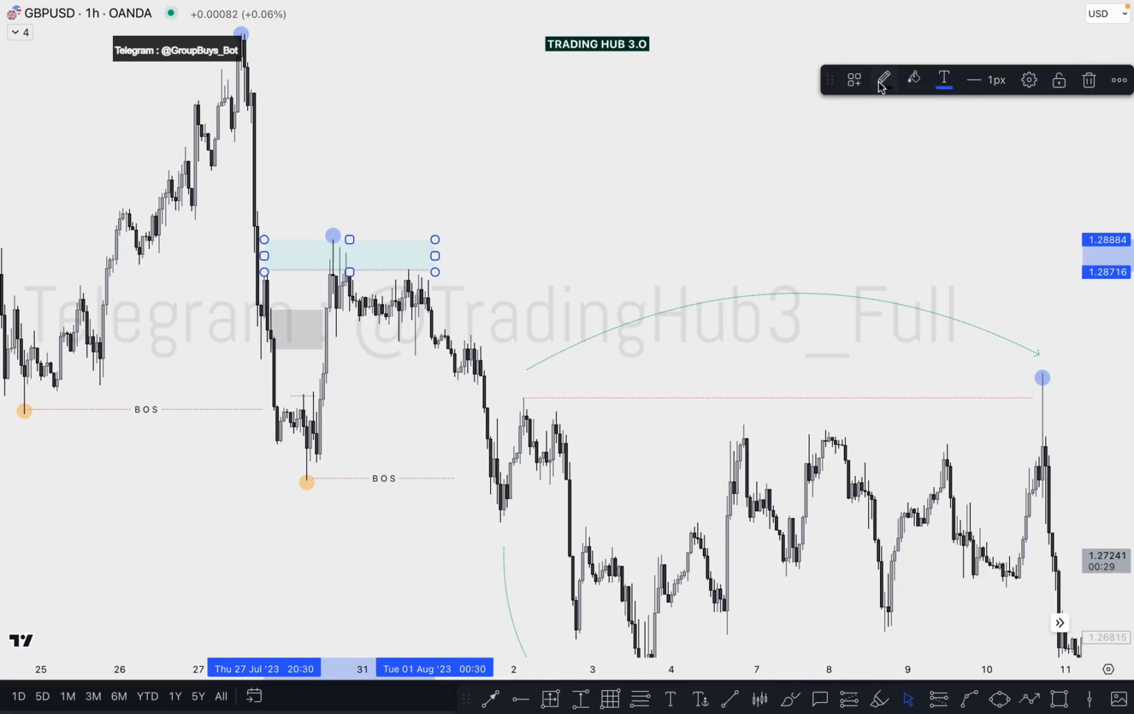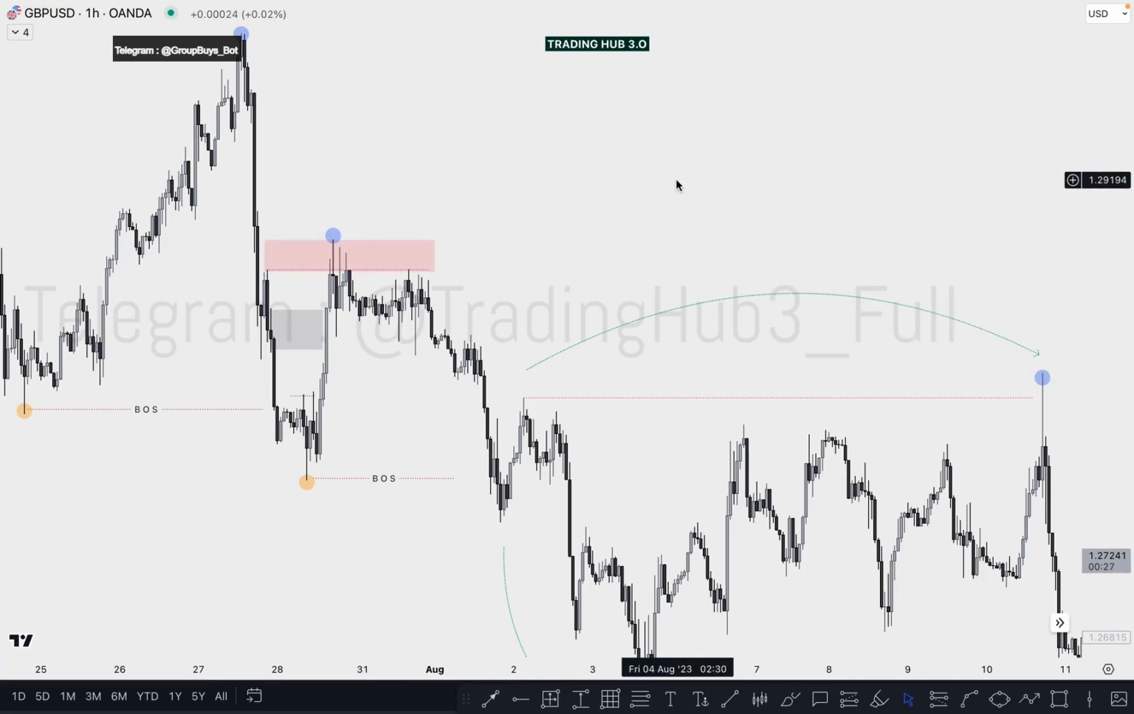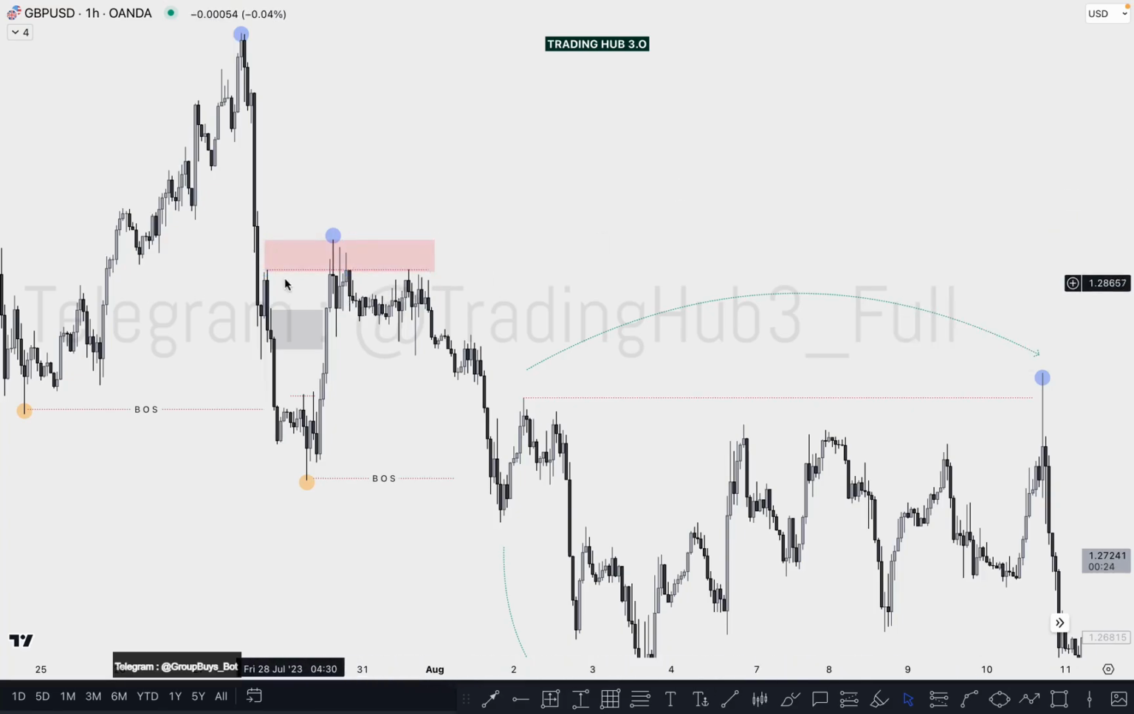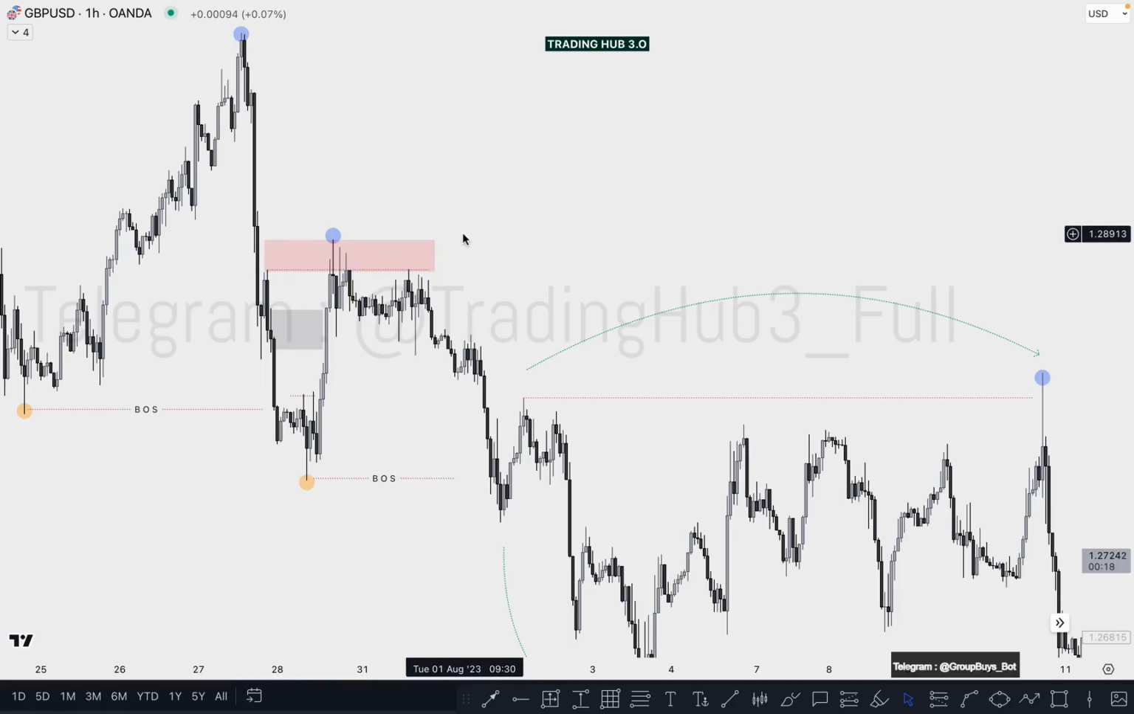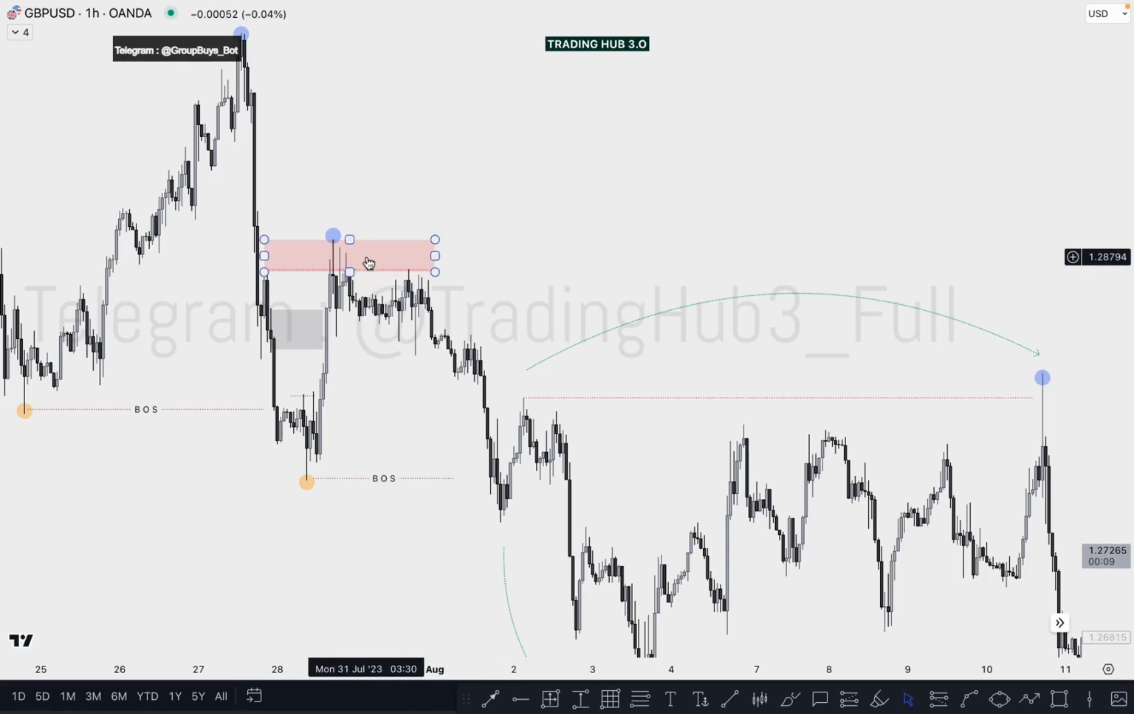So this becomes our hidden supply zone, right? You have to identify the previous pullback here and draw something like this. When you switch to a lower time frame, like this is a 1 hour time frame, and you switch to a 5-minute time frame, you will see an unmitigated order block in this zone, right? This is the first scenario when you can mark your hidden PD demand or supply zone.